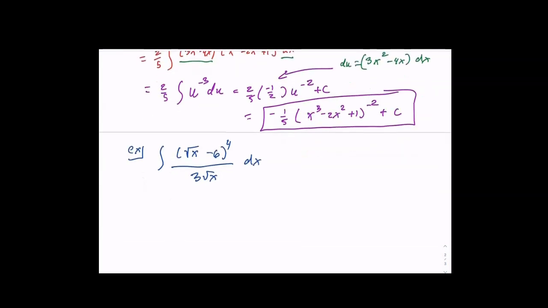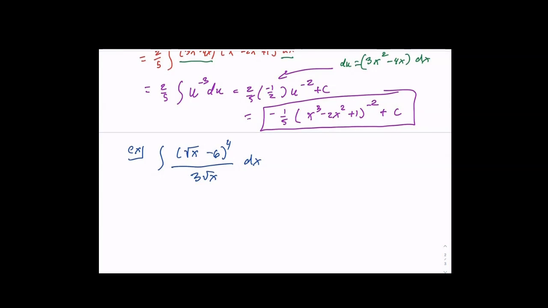Now, this one's interesting because when identifying what's going to be u, first off, I see two things with x's, but they're both square root of x's. That's a weird one. You should kind of know that the derivative of square root of x is 1 over 2 square root of x. So it makes sense that when I have a u that's a square root of x, I'm going to see a square root of x in the bottom.